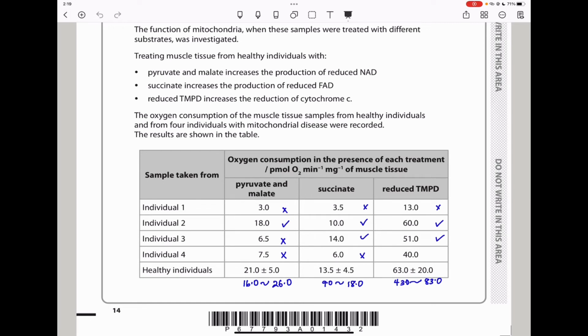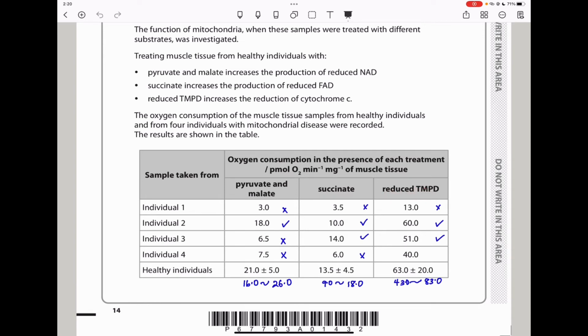So when we look at this table, we can see individual 1, their oxygen consumption is not within this range, so they're out. Individual 2, we can see it's within the range, so that is okay. Individual 3 is not, and individual 4 is not because they are far away from this range. Treating with this, we can see individual 1 is out because they are not in this range. Individual 2, 10 is within the range, and individual 3, 14 is within the range. And individual 4, 6 is not in the range. However, remember 6 is kind of closer to 9, so they are somewhat close, but not within the range of being exactly normal.